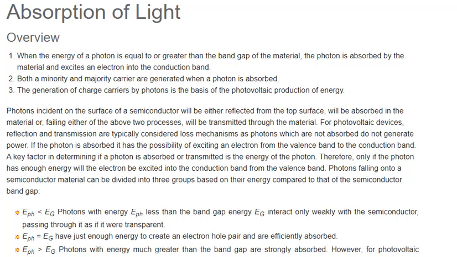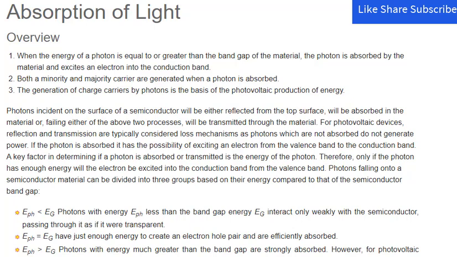Let's start. Absorption of light. When the energy of a photon is equal to or greater than the band gap of the material, the photon is absorbed by the material and excites an electron into the conduction band. Both a minority and majority carrier are generated when a photon is absorbed. The generation of charge carriers by photons is the basis of the photovoltaic production of energy.